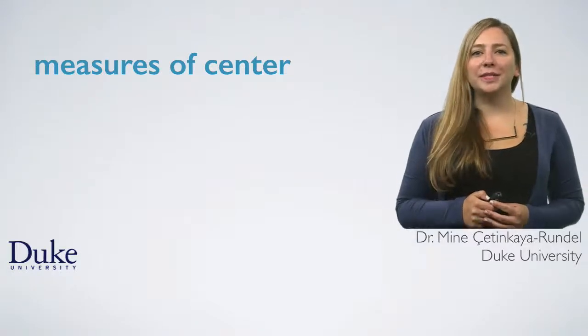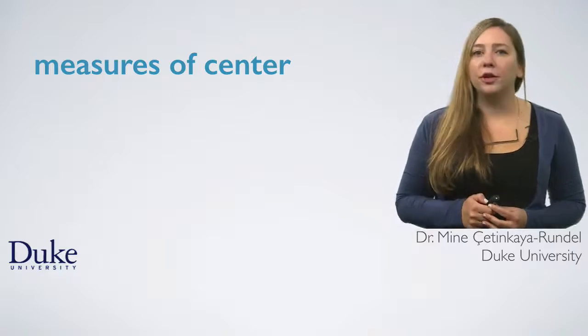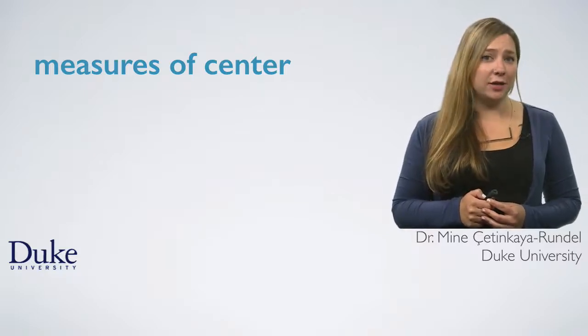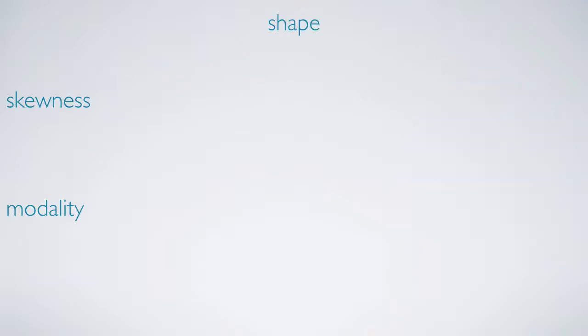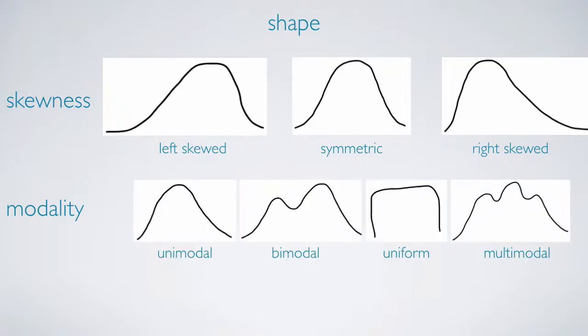In this video, we will discuss methods of quantifying centers of numerical distributions, building on the previous concepts of visualizing numerical variables. Previously, we discussed shapes of numerical distributions. We categorized distributions into three in terms of skewness: left-skewed, symmetric, and right-skewed. And in terms of modality, we talked about variables that have a unimodal, bimodal, uniform, or multimodal distribution.